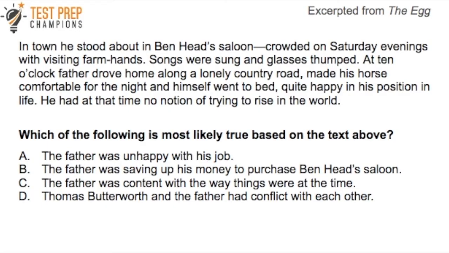Question: which of the following is most likely true based on the text above? A. The father was unhappy with his job. B. The father was saving up his money to purchase Ben Head's saloon. C. The father was content with the way things were at the time. Or D. Thomas Butterworth and the father had conflict with each other. So now is your chance to pause the video, try to figure this out, take all the time you need to reread if you need to, and whenever you're ready, we'll go over the answer.